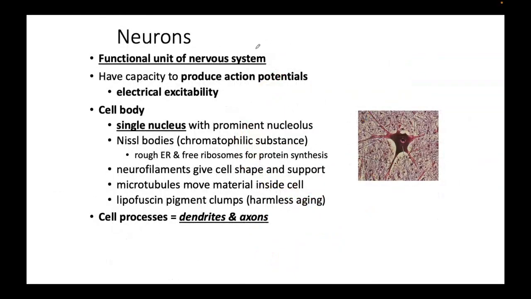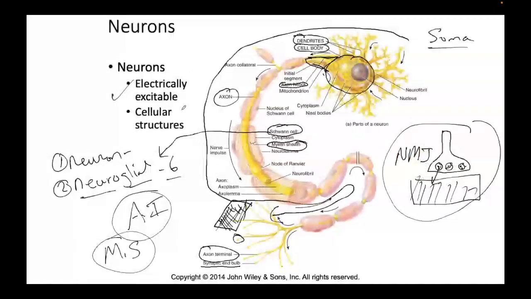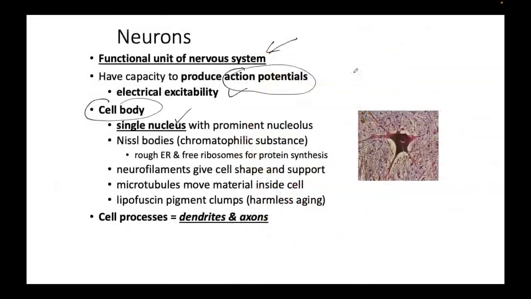Okay, so the neuron is the functional unit of the neural system. It's electrically excitable. It produces action potentials, which is the nerve conduction. We showed you the cell body. The cell body has a nucleus. If we go back, you'll see the nucleus is right here. And we talked about the cell processes, mostly the dendrites and the axons.